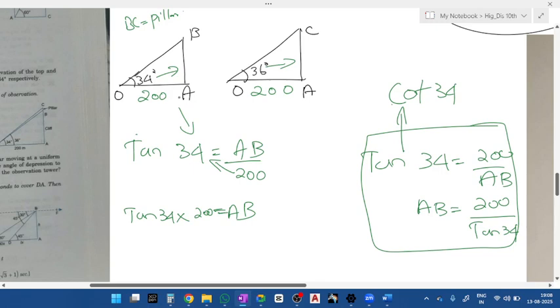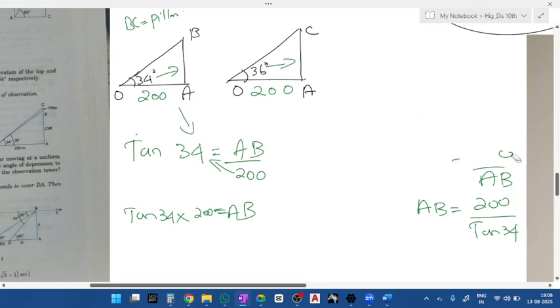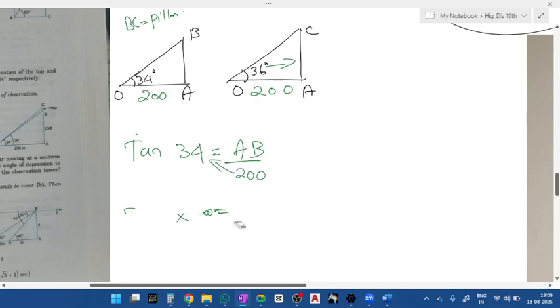So, don't assume. Initially, I told you that for 34, 36 you can take cot. Don't assume like that, students. Assume it like multiplication and division. If you're multiplying, it is easy to calculate. If you're dividing, it is tough. Here they have given us the base. So if the base is given, anyways we are going to multiply. Cot is not required. You can directly use tan.